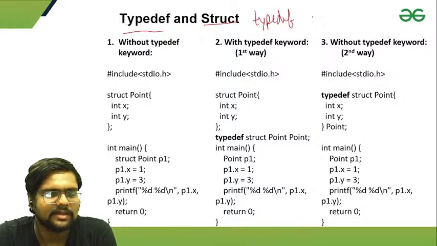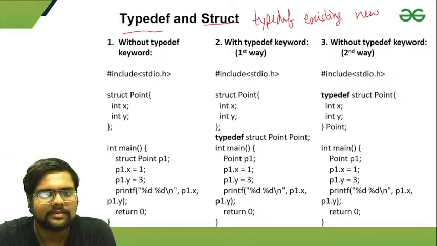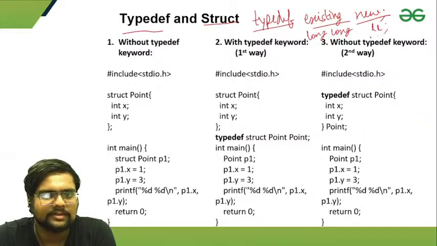So here we have the existing data type and then the new name. Its syntax is something like this. We have the typedef keyword, then we have the existing name, suppose it is long, and then we have the new name, that is LL as a short form, and then we end it with a semicolon. So this is how we can rename a data type or something with the typedef keyword.